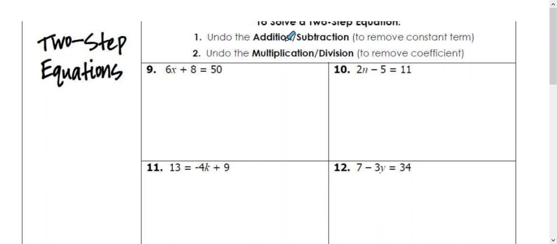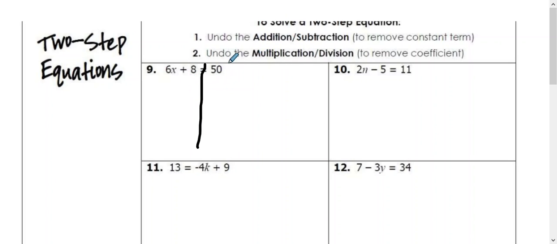So think of it as you're undoing your order of operations: parentheses, exponents, multiply, divide, add, subtract. So you're going to do the add, subtract first, then multiply, divide. So let's look at the first one. Like I said the other day, you want to draw a little line here to denote that that's your wall.